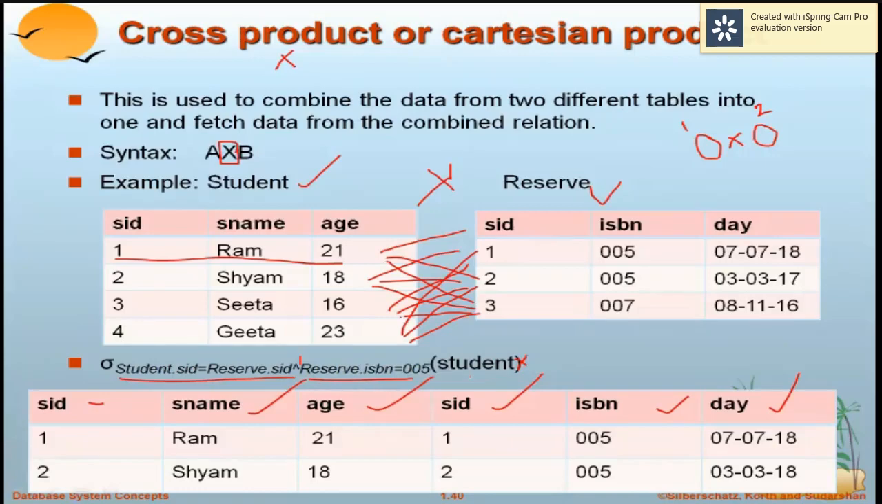So here, student and reserve, this is missing over here. Please make a note of this one. Student cross reserve should be in the bracket.